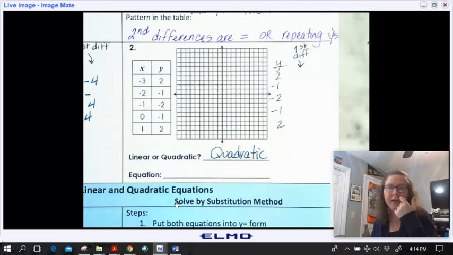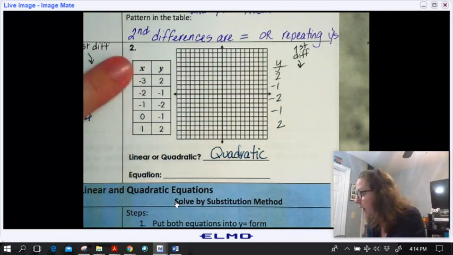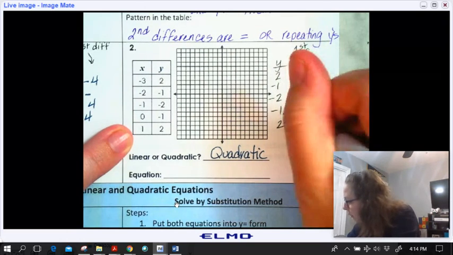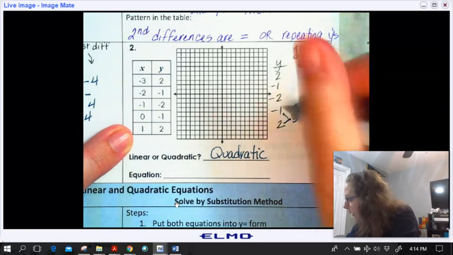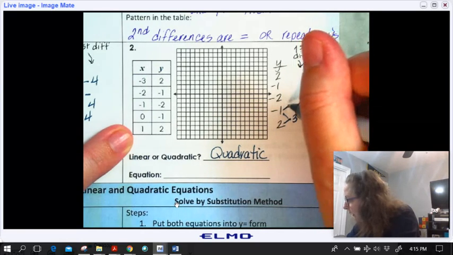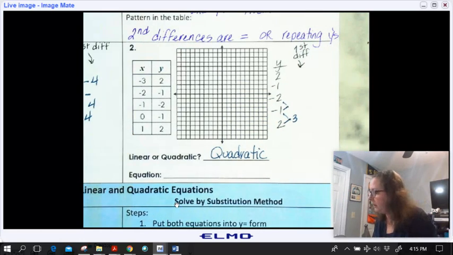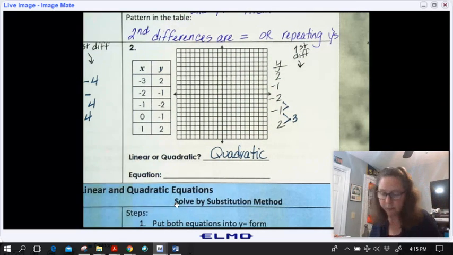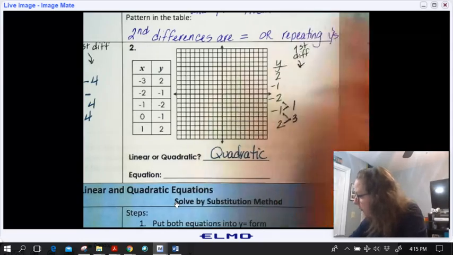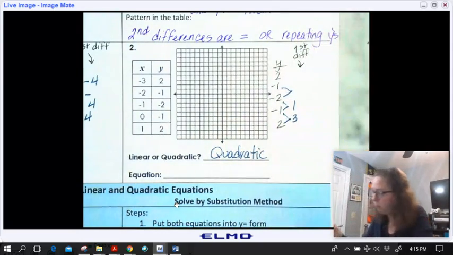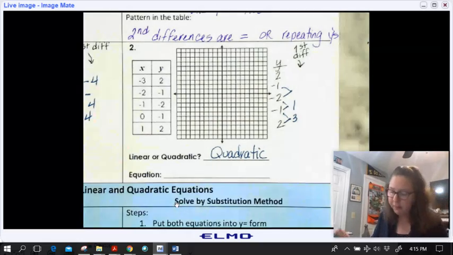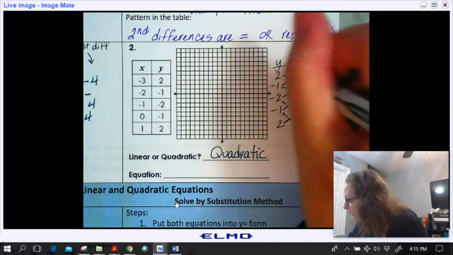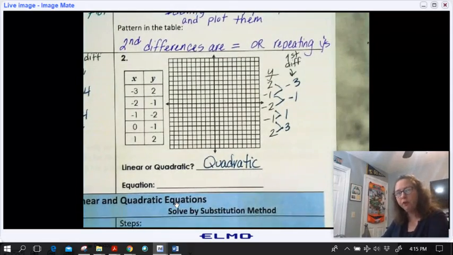Okay, let's find our differences. Now, these are in order, so this should work for me. So what is 2 minus negative 1? It is 3. Negative 1 minus negative 2, so I have to add, and I get 1. Okay. Negative 2 minus negative 1 is going to give me a negative 1. And then negative 1 minus 2 is negative 3. So that's the first difference.